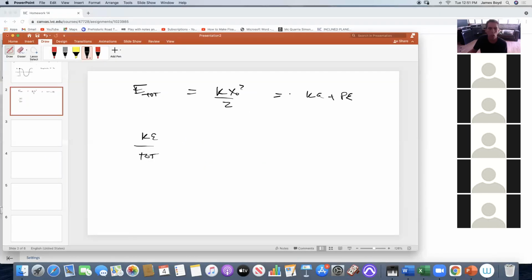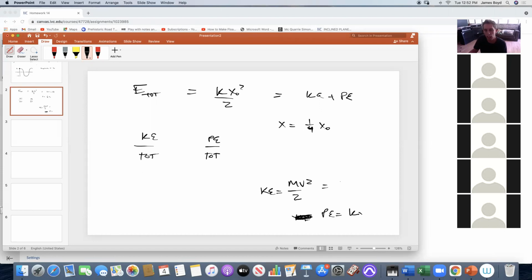1/4. When x equals 1/4 x naught or x max, whichever way you want to say. And then potential energy over total. The kinetic energy was mv squared over 2, which is, sorry, my brain just went away for a second.